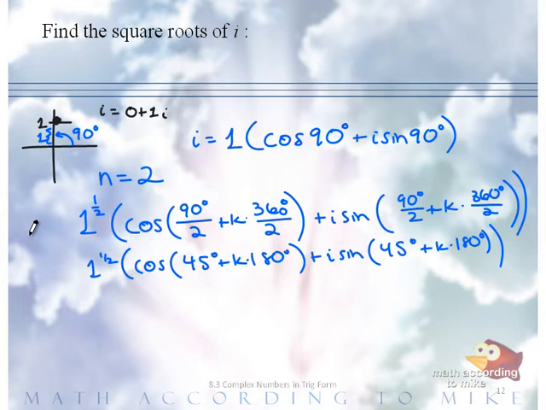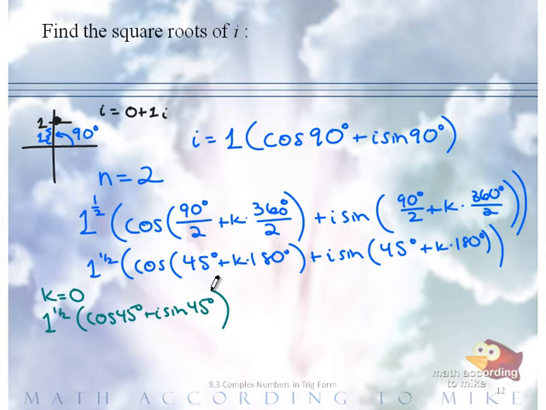All right, so now we start plugging in numbers for k. You always start when k equals 0. So let's put in 0 for k. If k was 0, what's the argument of our sine and cosine functions? 45. Does everyone see that? Because 0 times 180 is 0, plus 45 is 45. So we're working with 1 to the 1 half, cosine of 45 degrees plus i sine of 45 degrees.